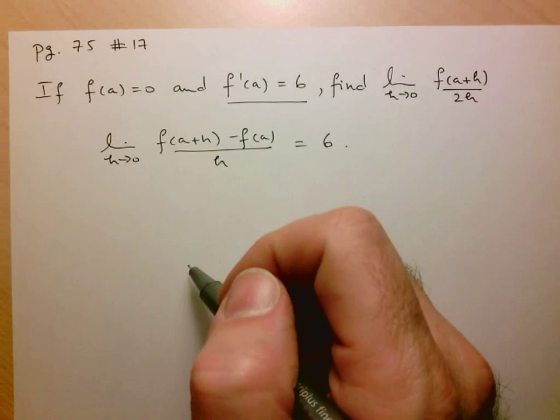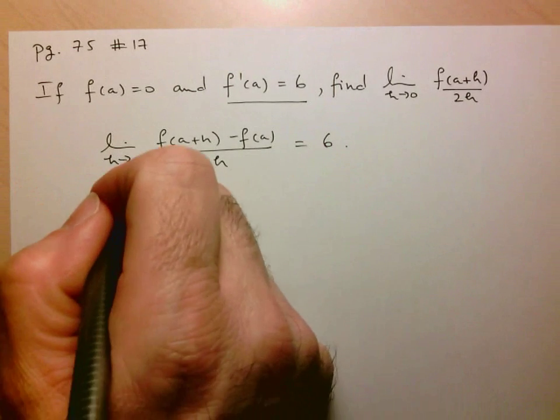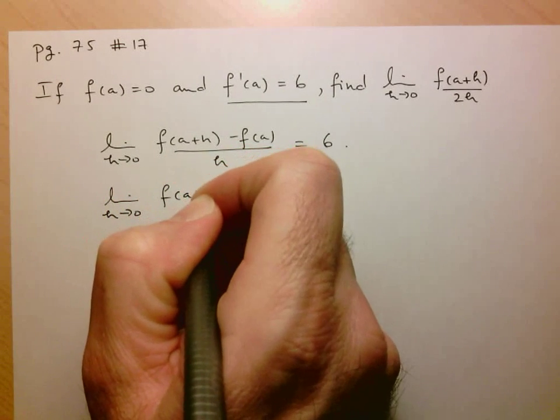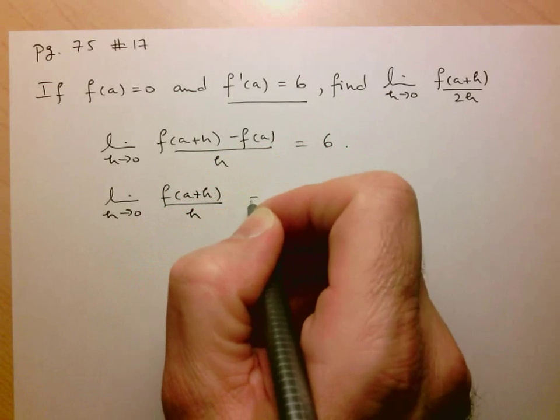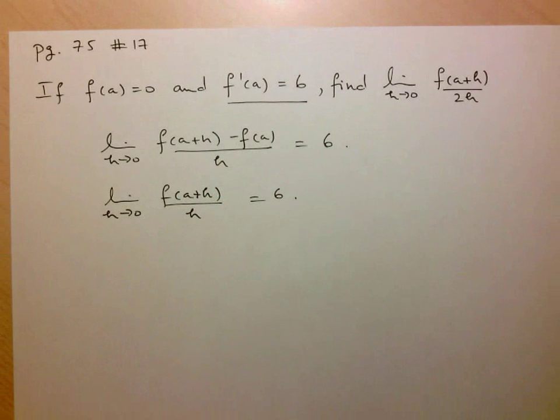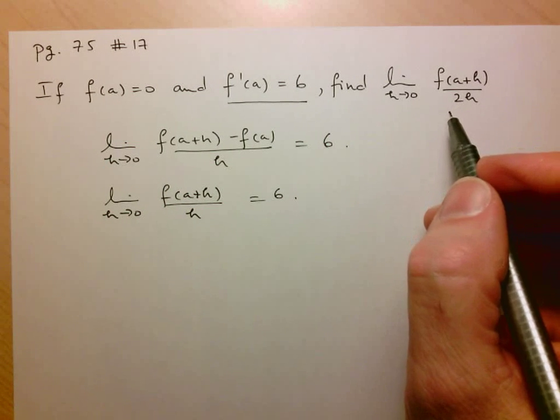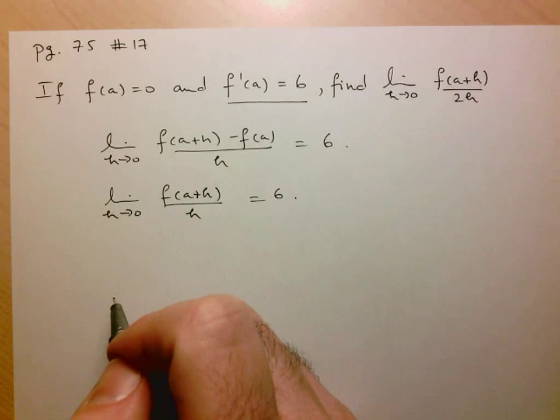Now, they give us a little more information. They actually tell us that f at a is equal to 0, so I can simplify this a little. So I can write the limit as h approaches 0 of f at a plus h, okay, minus 0 over h, and that's still equal to 6. Okay, but the limit I'm looking for has this 2h in the denominator. Okay, so I somehow need to get a 2h in that denominator.